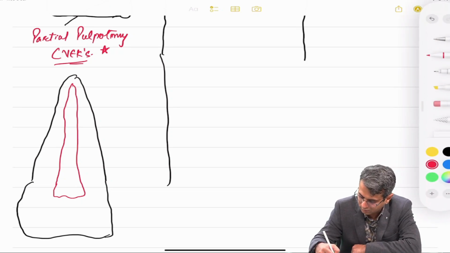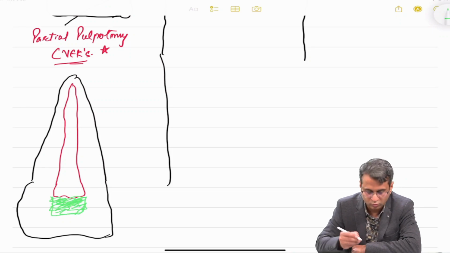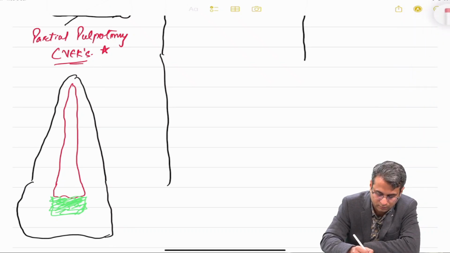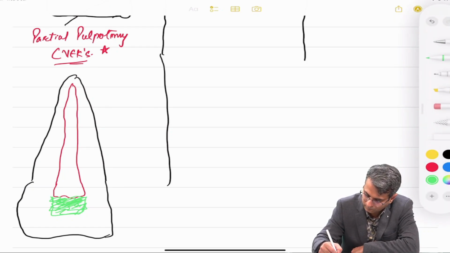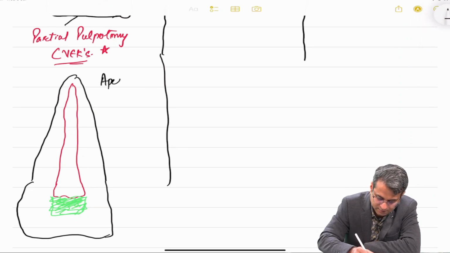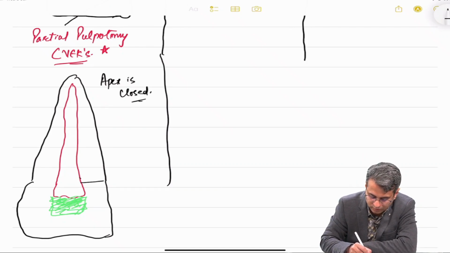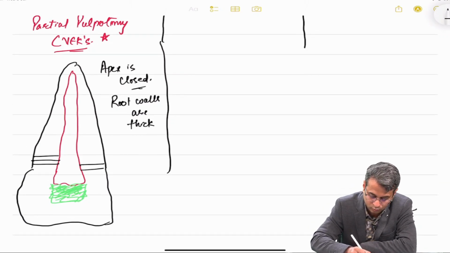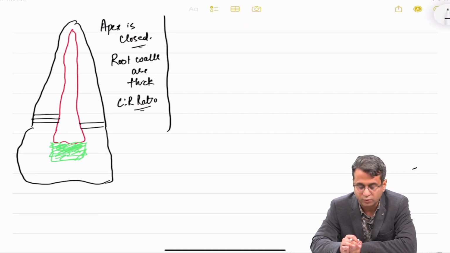the canal which is there, and above this we have probably done an MTA, which we did almost 2 years back. But see, the important thing is that the root is closed. The apex is closed. So in case we require a root canal, the apex is closed over here. See the thickness of the dentinal walls. The root walls are thick, and the crown-to-root ratio is improved. So these are the advantages we get in apexogenesis.